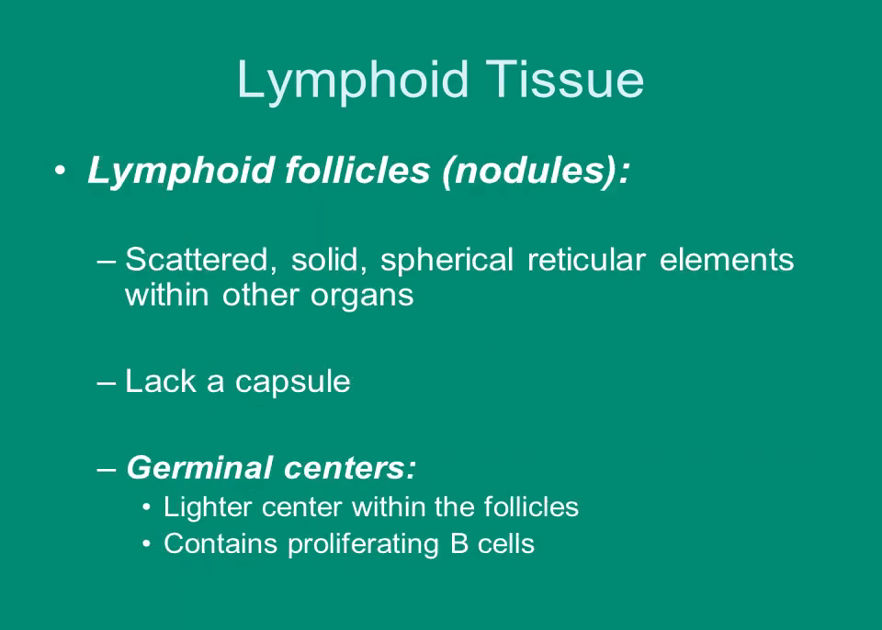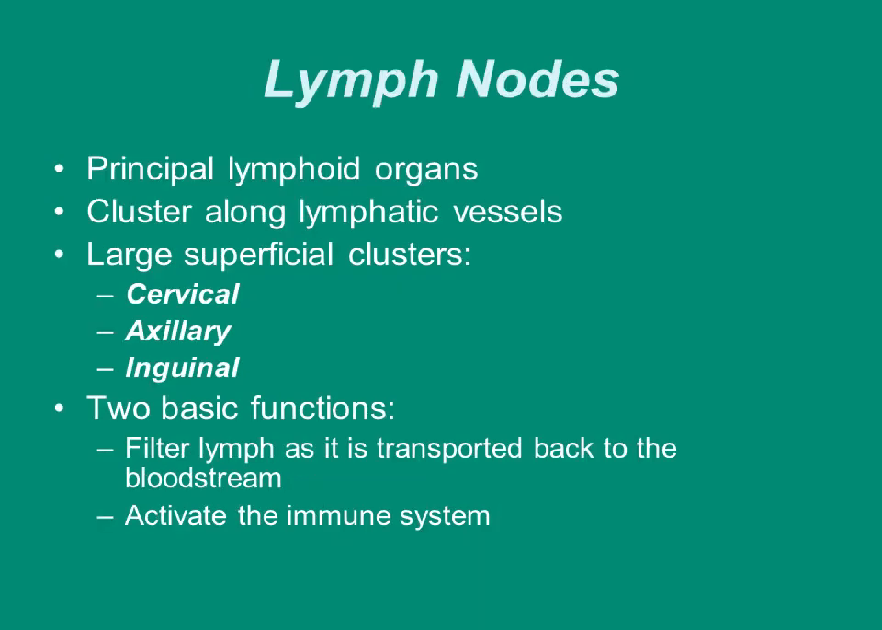The lymphoid follicles or nodules are scattered throughout other organs. They don't have a capsule. They are associated with other organs, as I said. The main lymphoid organs are your lymph nodes. They tend to be clustered along the lymphatic vessels so that the lymph flows through the vessels and then through the lymph nodes, where it is filtered. There are clusters of them, as I said earlier, in the cervical, axillary, and inguinal areas. They're filtering that lymph. They're also going to be involved with helping to activate your immune system.